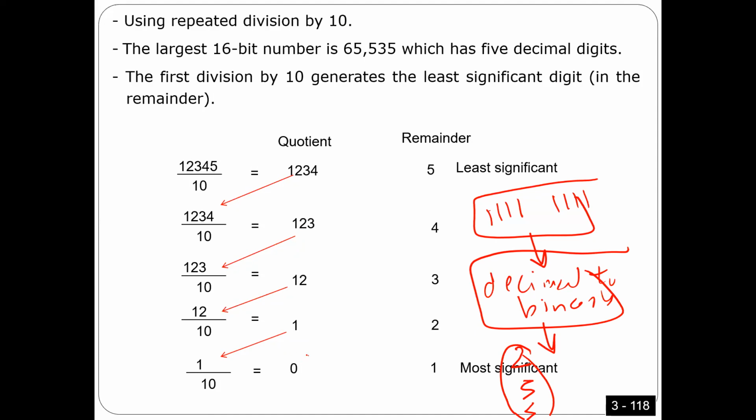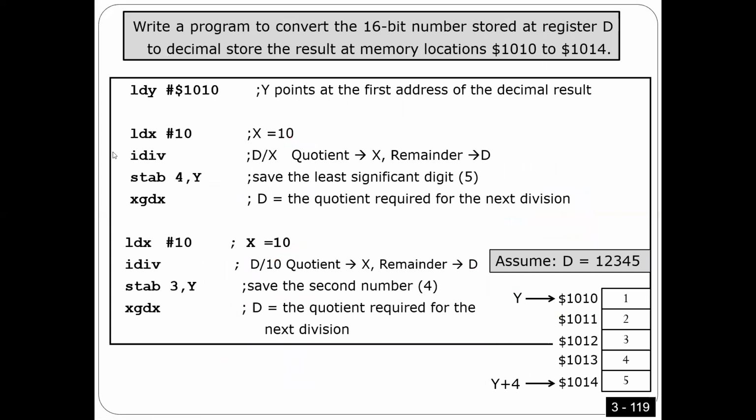Okay, guys. So here's the remainder. Once the quotient is 0, I have to stop division. I'm done. Okay. So now I give you here a program. How can we do that? A very simple program. I'm gonna explain it quickly.